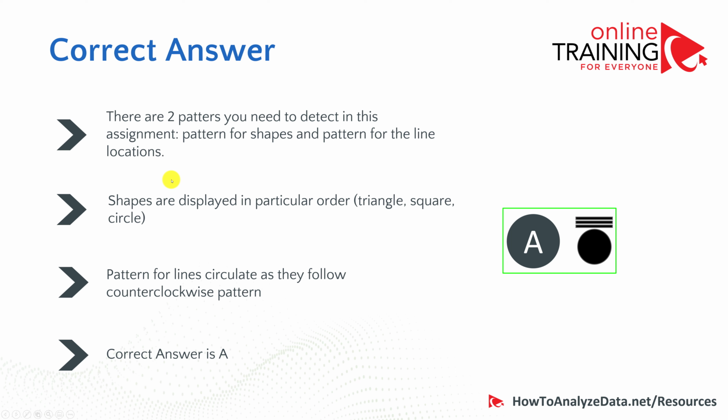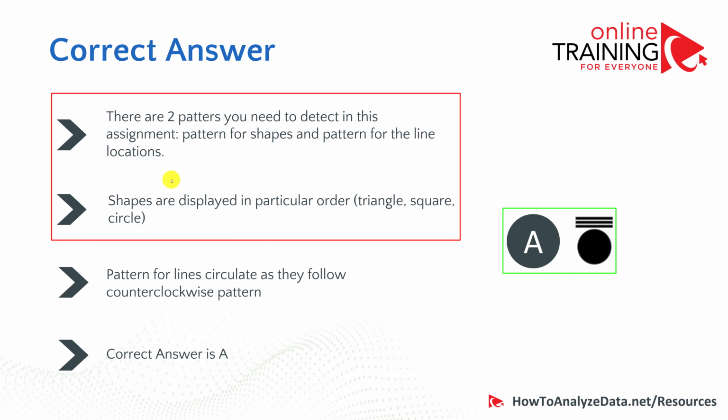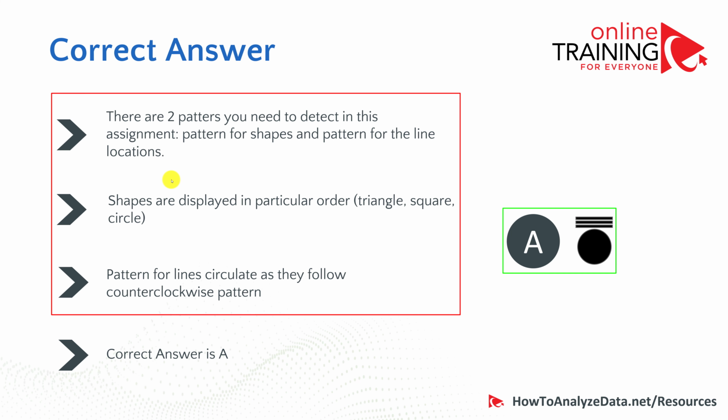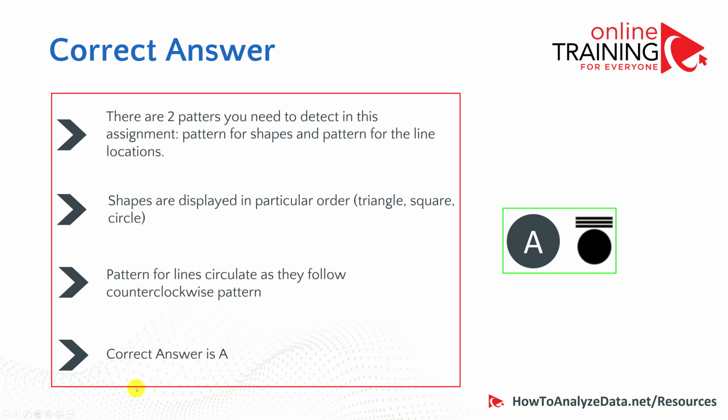So let's recap. There are 2 patterns you need to detect in this assignment. Patterns for the shapes and pattern for the line location. Shapes are displayed in a particular order. Triangle, square, circle, that's really the pattern for the shapes. And pattern for lines are in a counterclockwise order. So correct answer is A. Hopefully you've got this one right.